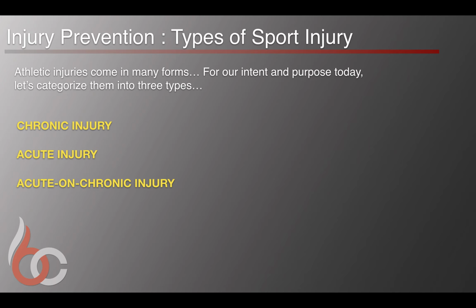So where we're going to start here is dividing athletic injury into 3 different categories, and this is really just for our intent and purpose today, to make sure that we can understand how to categorize an injury and how to maybe assess the risk of an injury. We'll talk about chronic injury, we'll talk about acute injury, and then we'll talk about something called acute on chronic injury, which is actually quite common.